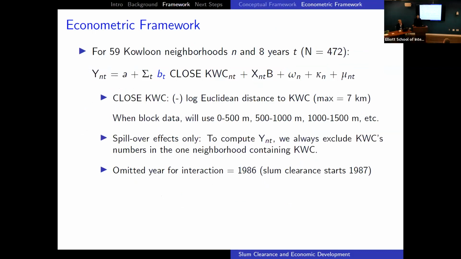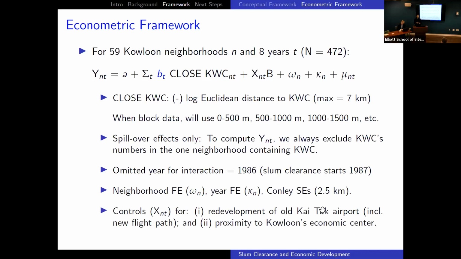For the 59 Kowloon neighborhoods and for the 8 years, we use this specification where close KWC represents the distance of the neighborhood to KWC, measured by negative log Euclidean distance to KWC. When we move to the block level data, we're going to use distance bins later. We capture spillover effects only, so we always exclude the neighborhood containing KWC from the outcomes. We include neighborhood fixed effects, year fixed effects, and use only standard areas. And we control for the redevelopment of the old Kai Tak Airport and also proximity to Kowloon's economic center.